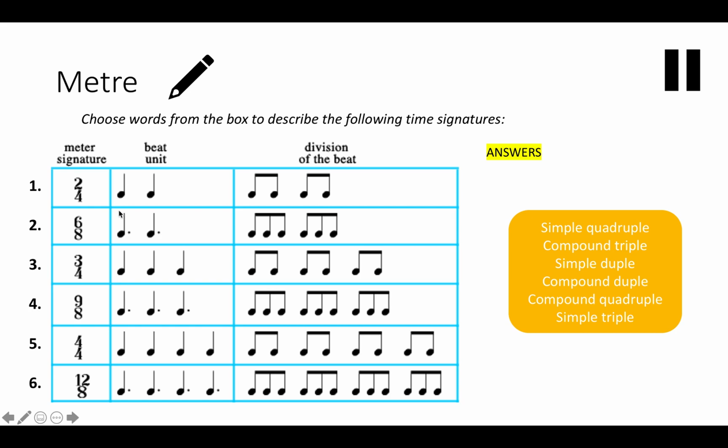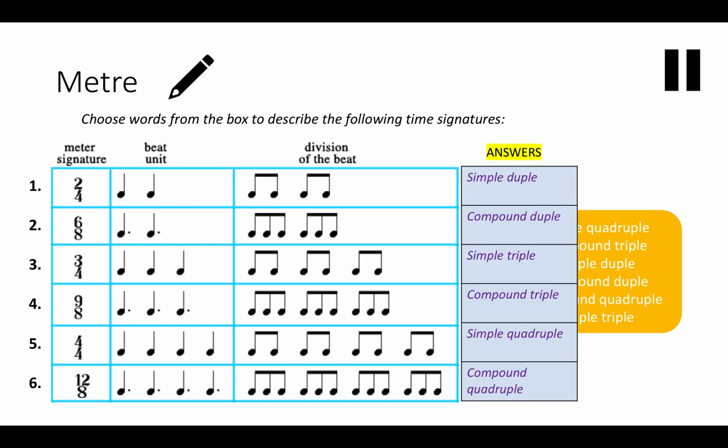In contrast to that, a compound time is when the main beats have dots on them because they're divided into threes. So in this time signature, it goes 1, 2, 1, 2, 1, 2, 1, 2. I almost couldn't click that fast, but you can get the idea. It's 3 beats per 3 divisions per beat. So let's have a look at the answers then. That means that this is obviously simple time because it's divided into 2, and there are 2 beats per bar.